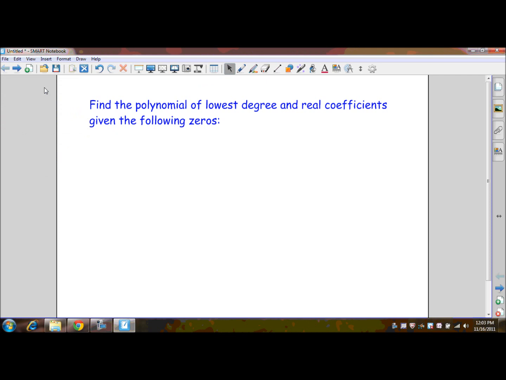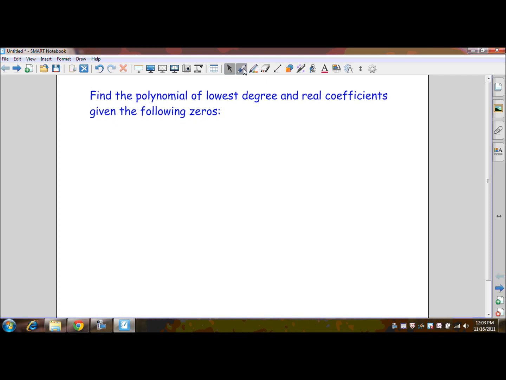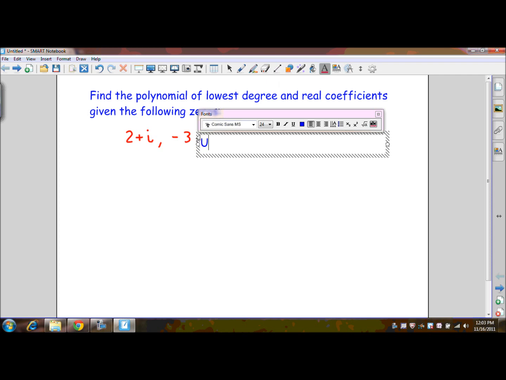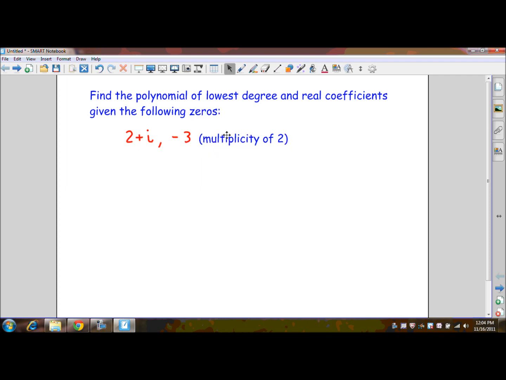Okay, now we're going to talk about how to find a polynomial of lowest degree and real coefficients given the following zeros. So in this particular case, I want to talk about if we're given 2 plus i as a zero, and we're also given -3, but they give us a little more information on this. They say -3, but then they also say that that -3 has a multiplicity of 2.